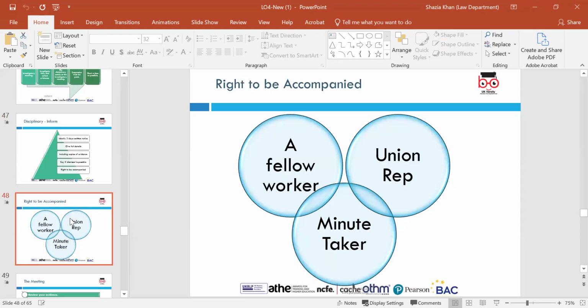The right to be accompanied. You could be accompanied by a fellow worker, or by a union rep or a minute taker. So in some instances, if you are part of the union, take advantage of that. Take a union rep with you and identify any sort of issues around that.